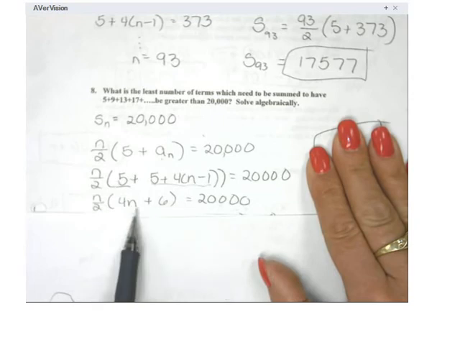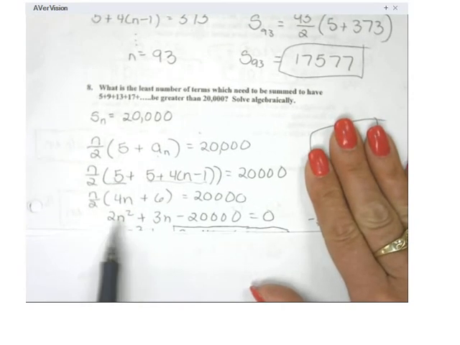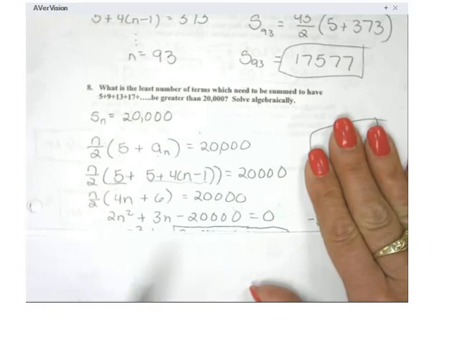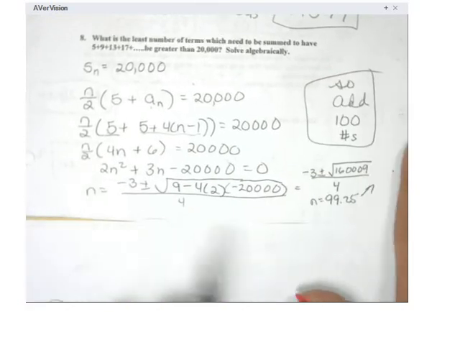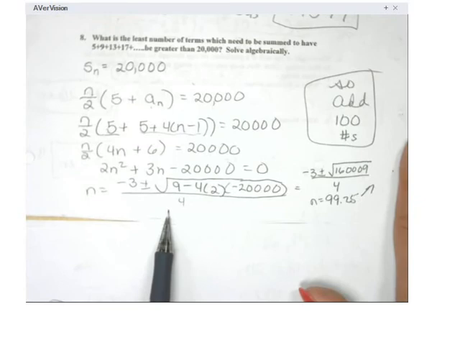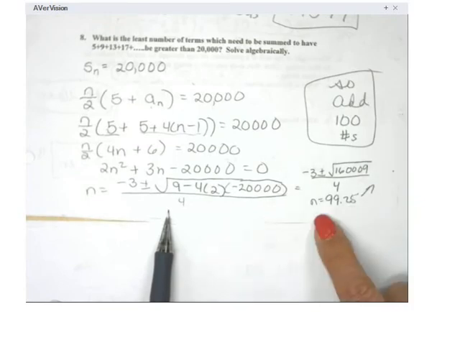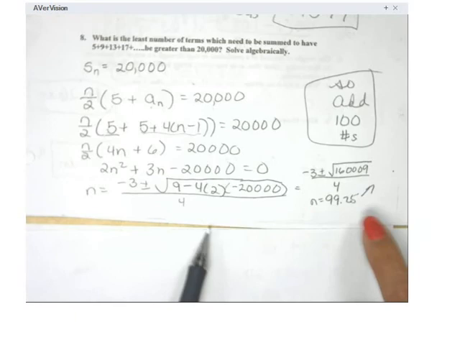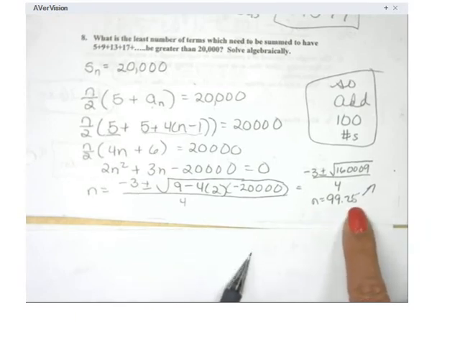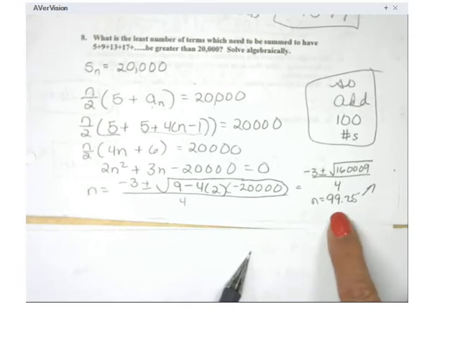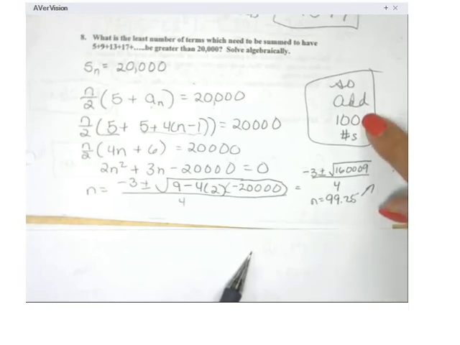I simplified inside here. I distributed. And again, it's doubtful that this is going to factor, but with those numbers being so large, I would definitely go to the quadratic formula. I calculated the quadratic formula and found out I get two answers. I get one that's negative, one that's positive, so I know I definitely need the positive one. I got 99.25 for the positive value, which means 99 numbers is not going to be quite big enough to add up to 20,000. So I need to go up to 100.